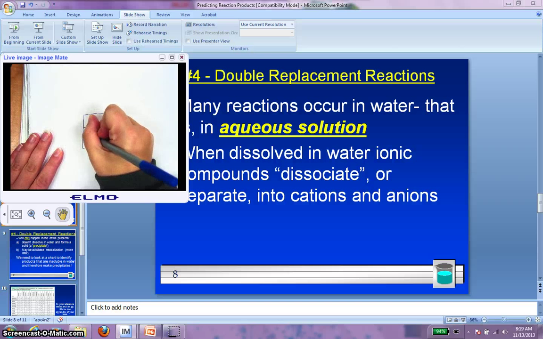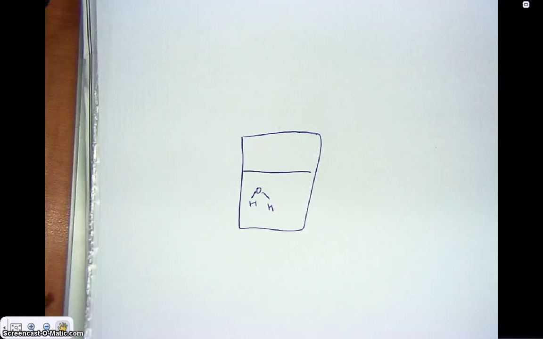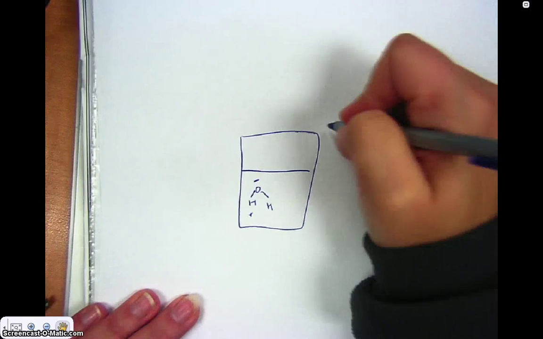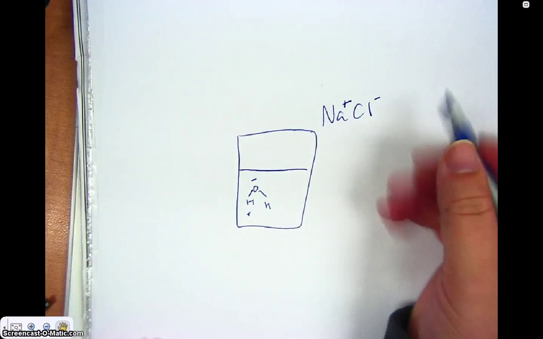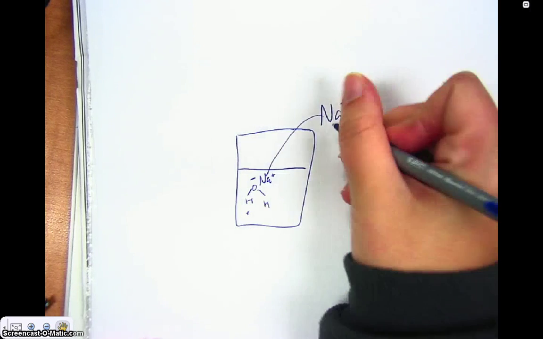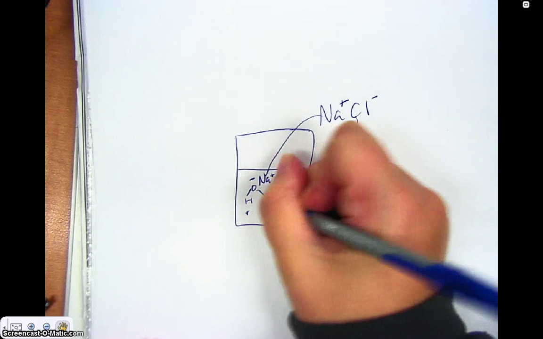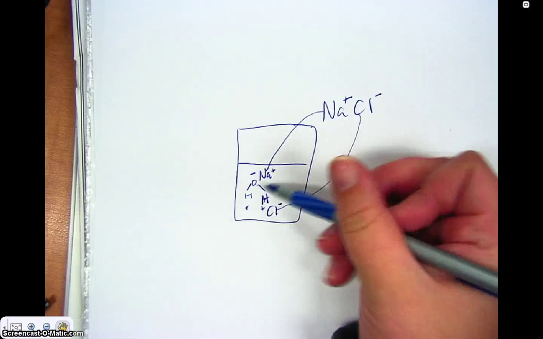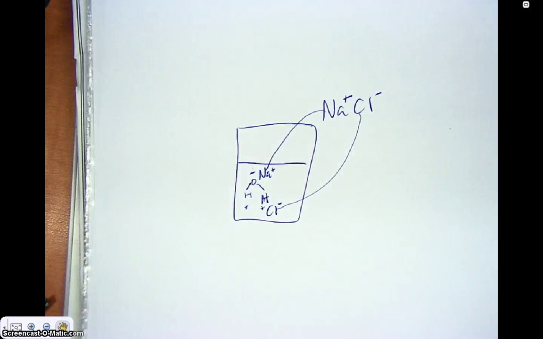and you have your polar water molecules in there. Let me make this a little bit bigger so you can see it. You've got the negative side and the positive side. And if you were to put sodium chloride in, remember that it is a combination of positive and negative ions. When you put it in here, the sodium is attracted to the negative side of the water, and the chloride is attracted to the positive side of the water, and that is what dissociation is. It separates into its parts. So essentially, an aqueous solution is basically a soup of all these ions floating around, dissolved in the water.